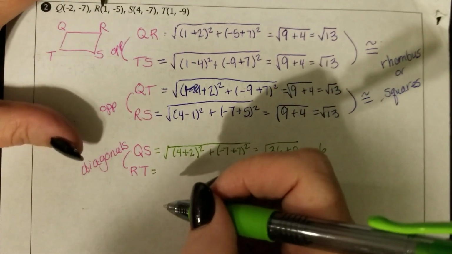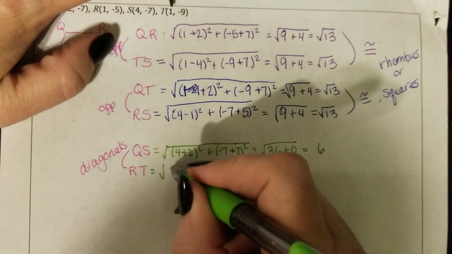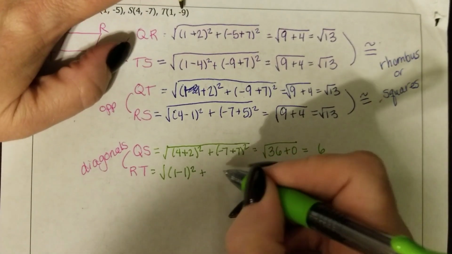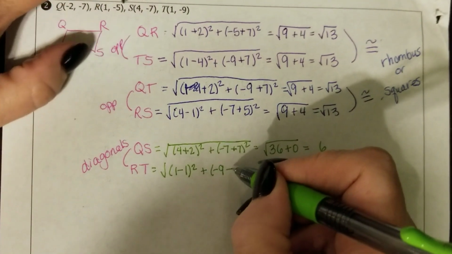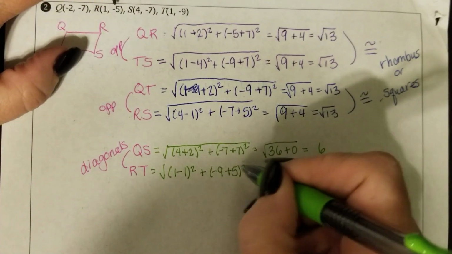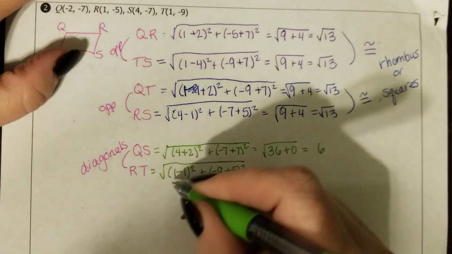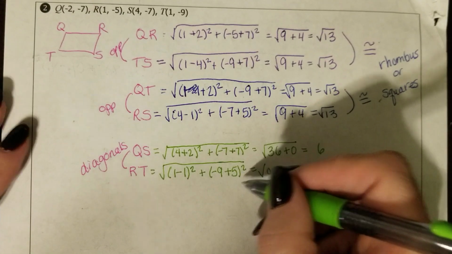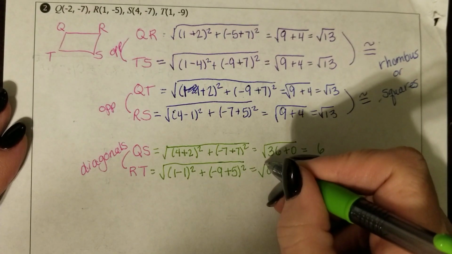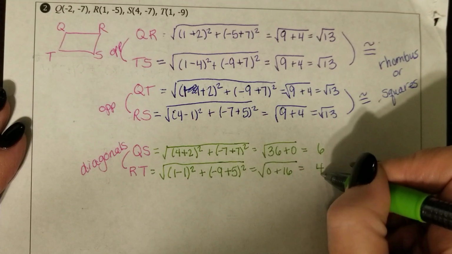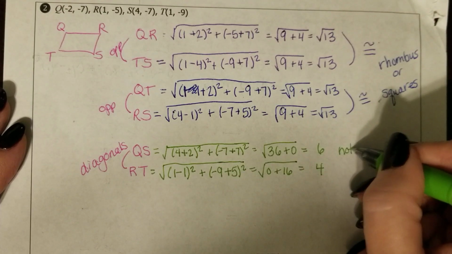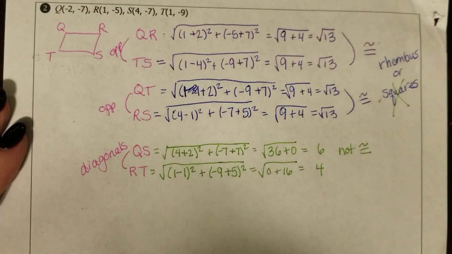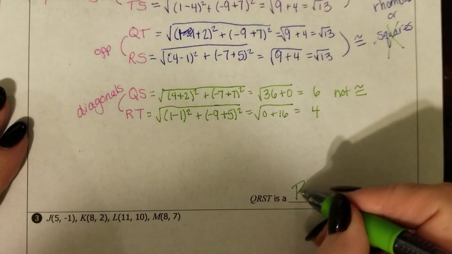Let's try RT. So I'm going to take the square root of 1 minus 1 plus -9 minus -5. 1 minus 1 is 0. -9 plus 5 is -4, and you square that and you get 16. The square root of 16 is 4. These are not congruent. Since the diagonals are not congruent, it's not going to be a square. It is going to be a rhombus.